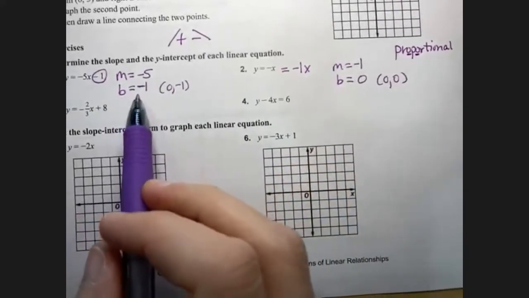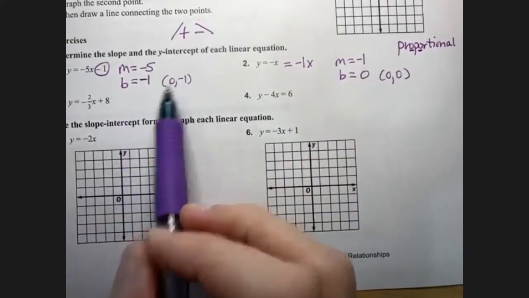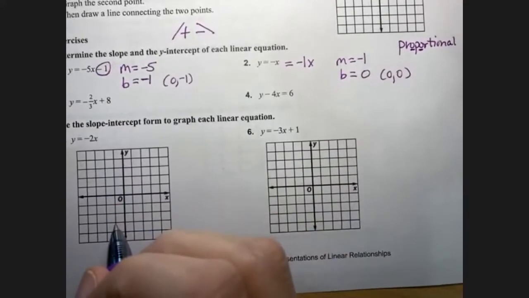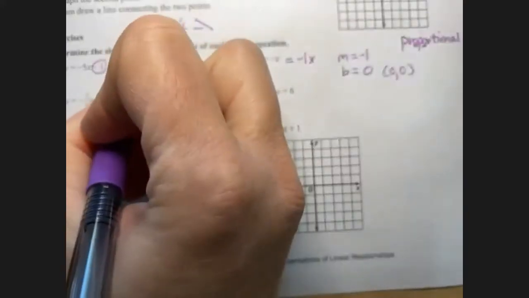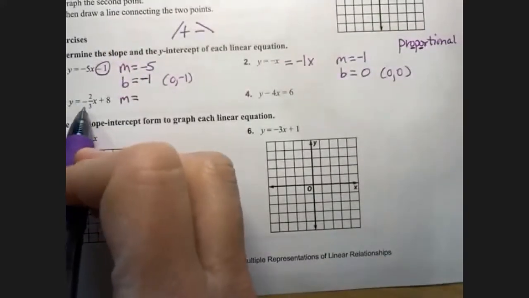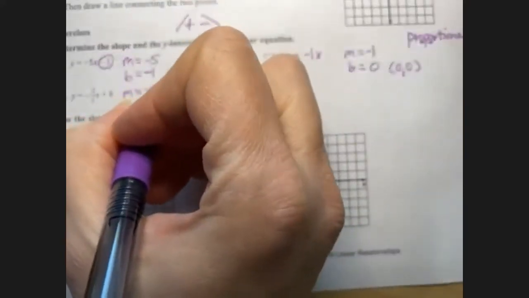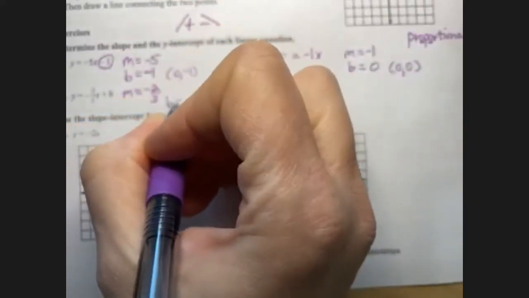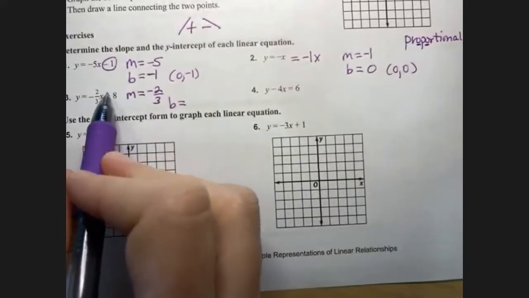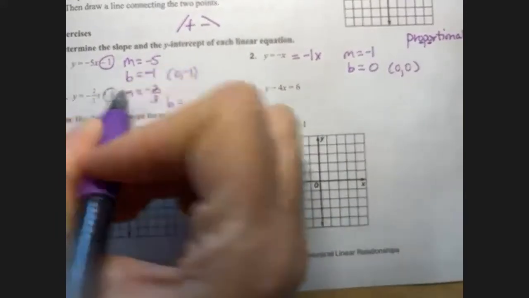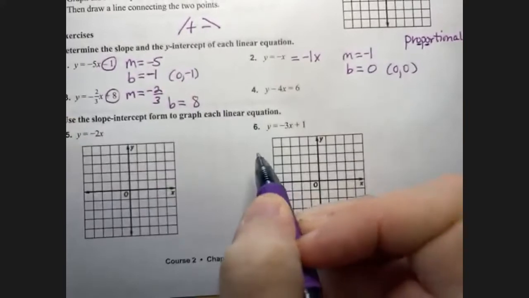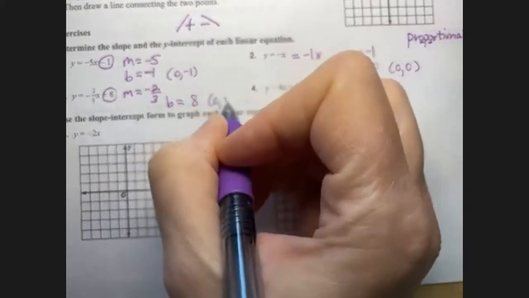This one's not going to be proportional because it starts at 0, -1. It doesn't travel through the point of origin. Over here, we have a slope. It's attached to the x. It's -2/3. My b is whatever's attached to it, plus or minus. And it looks like it says +8. So it's going to be intercepting at the point 0, 8.